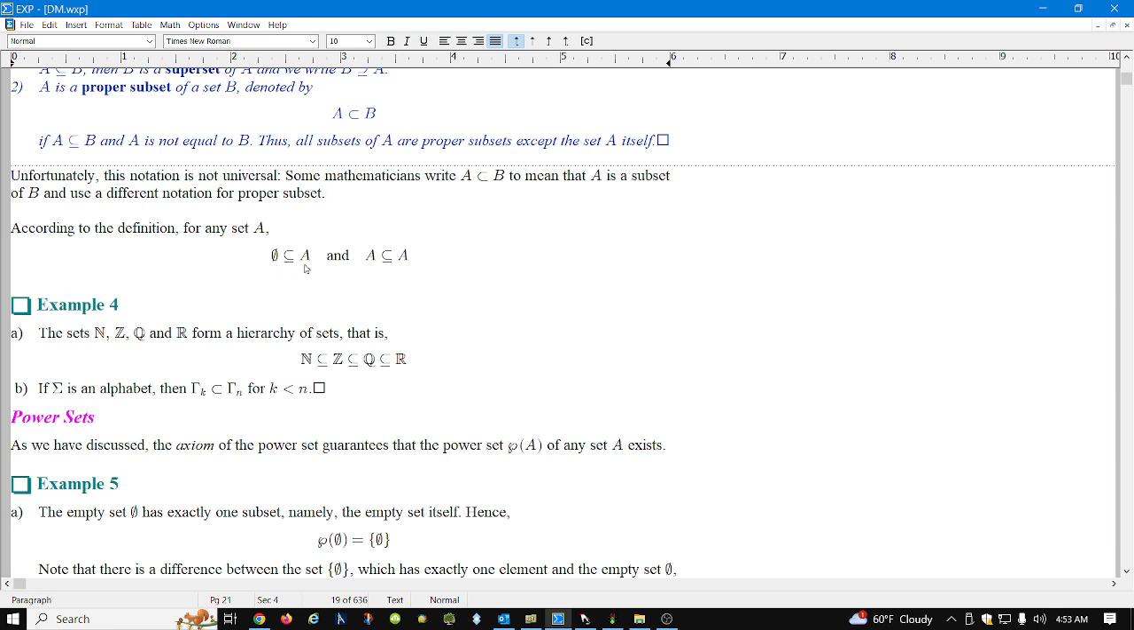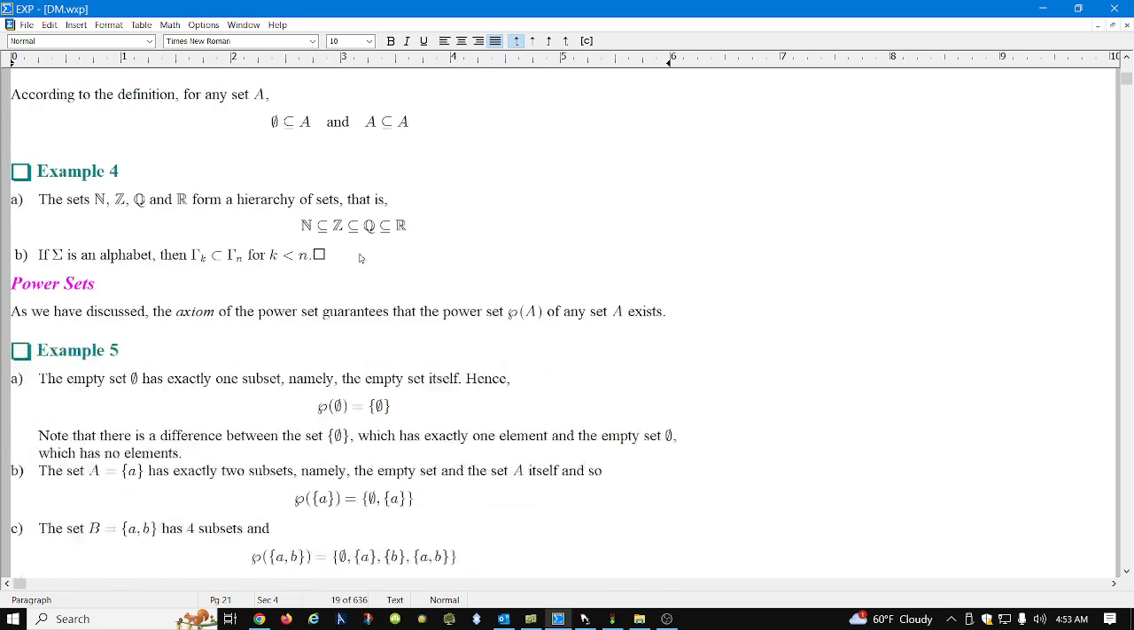By definition, the empty set is a subset of every set, and every set is a subset of itself. Some quick examples. We have this chain of subset relations. Actually, these are proper subset relations. Natural numbers, proper subset of the integers, proper subset of the rational numbers, proper subset of the real numbers. If sigma is an alphabet, then gamma sub k is a proper subset of gamma sub n when k is less than n.